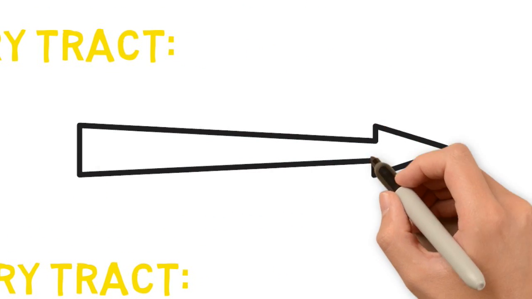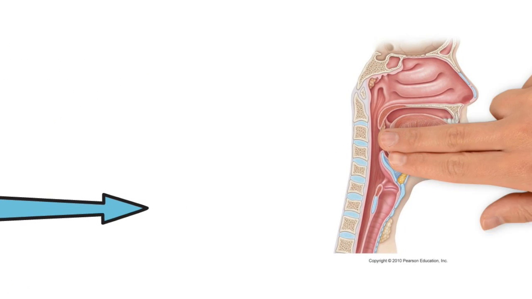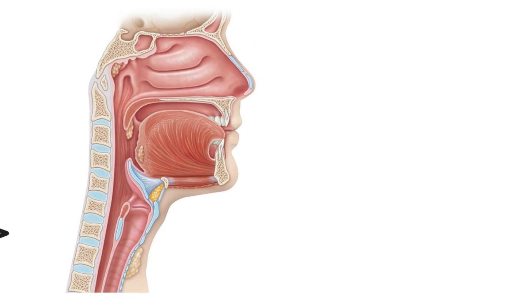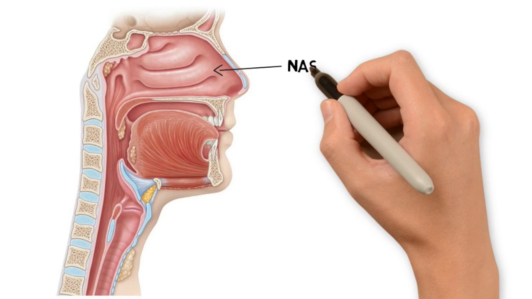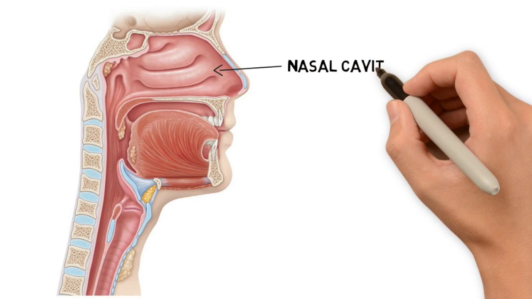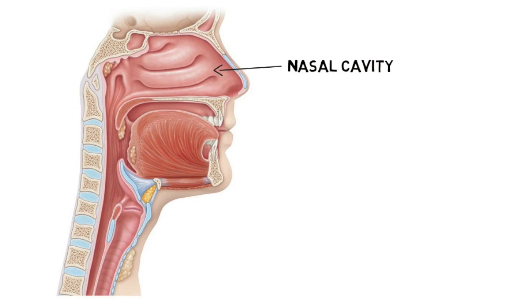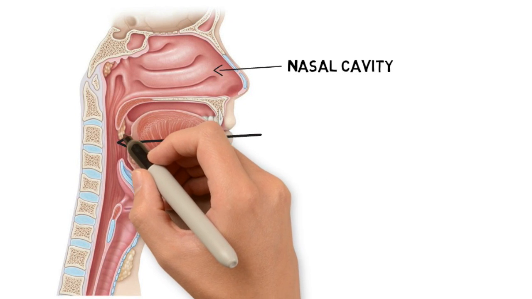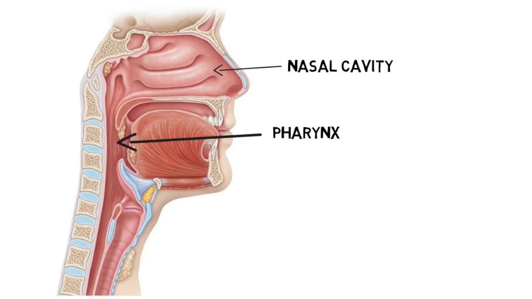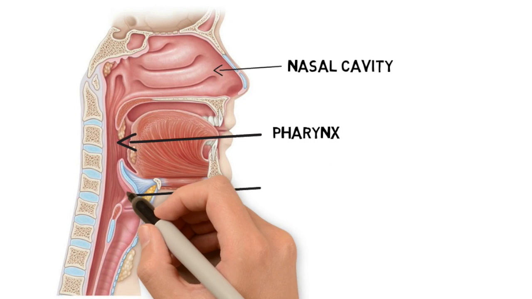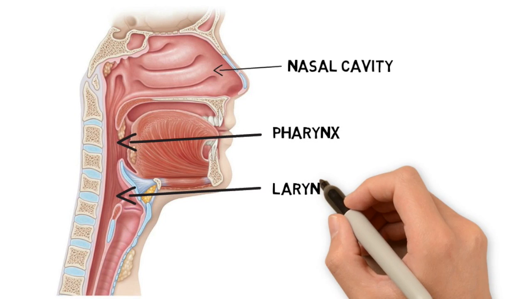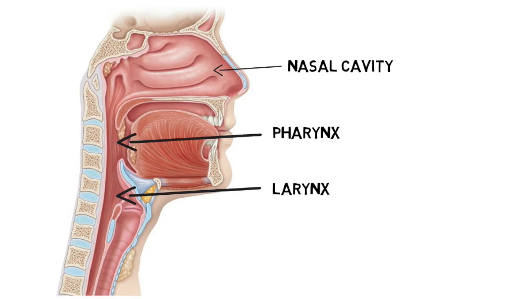Let's take a closer look at the upper respiratory tract. The nasal cavity is a large air-filled space above and behind the nose in the middle of the face. This is where air enters the body. The pharynx is the part of the throat behind the mouth and the nasal cavity. The larynx, commonly called the voice box, is the passageway for air between the pharynx and the trachea.